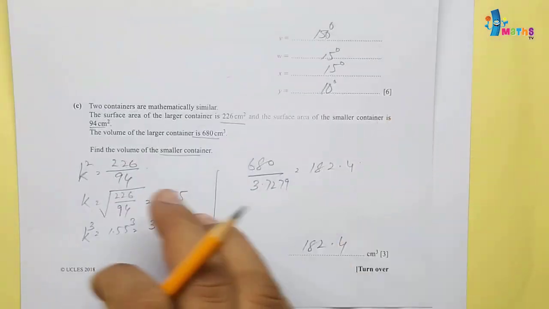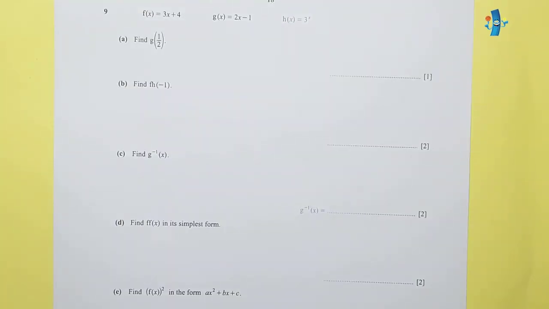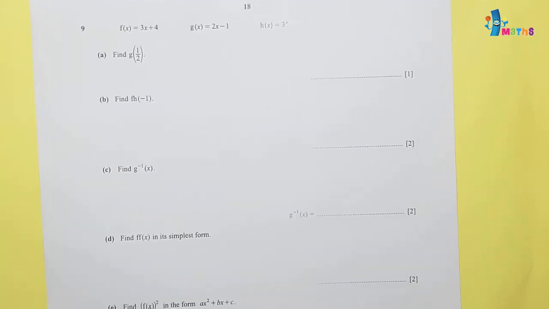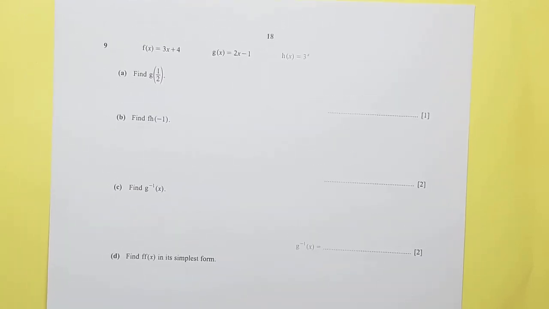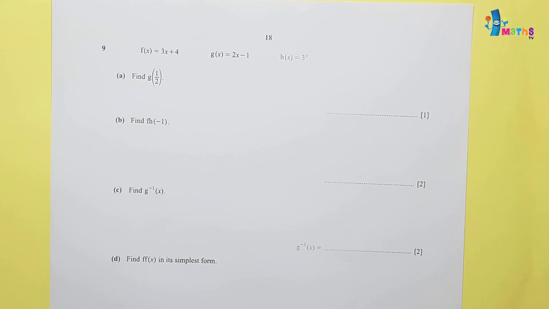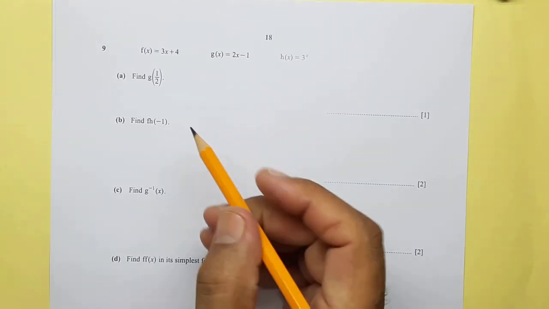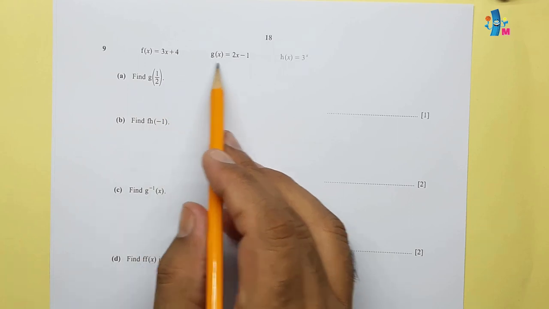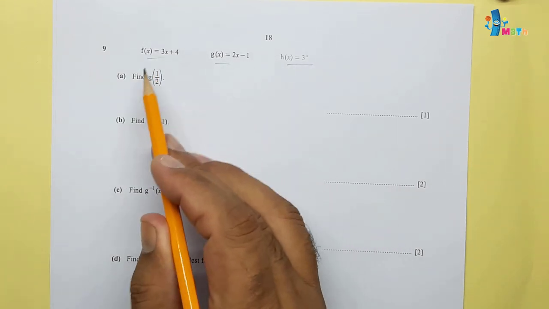This is done. Then comes the next question, number 9. I'll move the page a little so that I can properly place it over here. Question number 9 is a functions question, and f of x is given, g of x, h of x, all three are given.